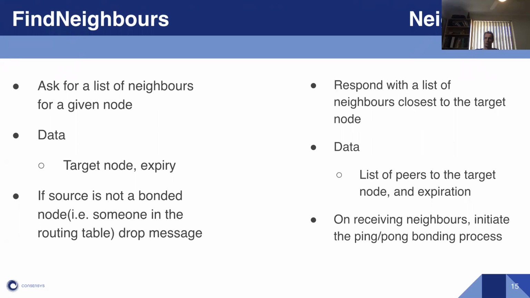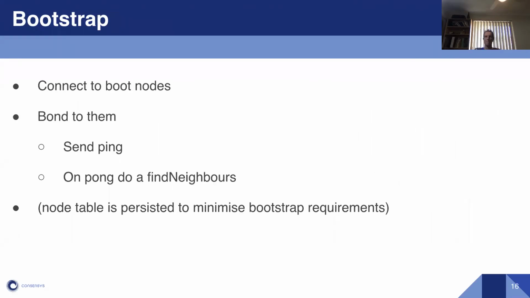Once you receive the list of neighbors, typically what you'll do is a ping pong bonding process with each of those nodes, so that you can start to spread out and expand your network to include more people. So the bootstrap process using this discovery protocol in Ethereum is to first connect to the boot nodes, then to bond to them, and then to do the find neighbors.